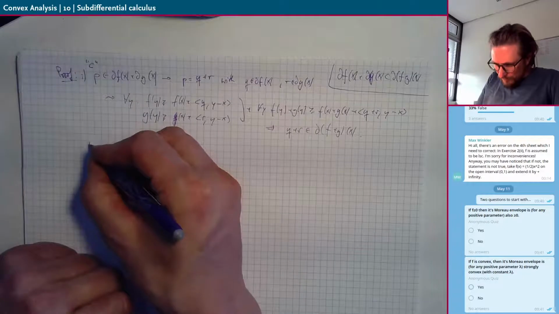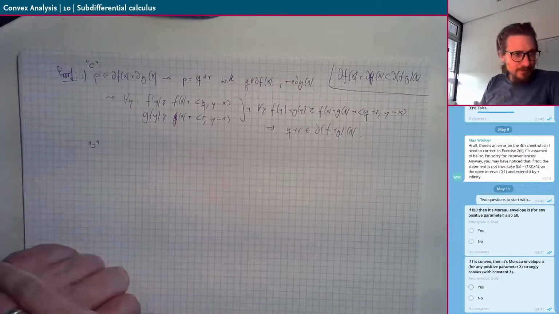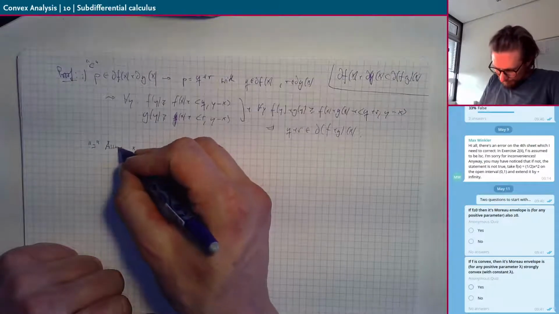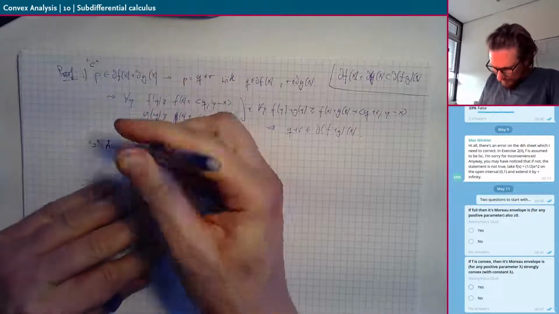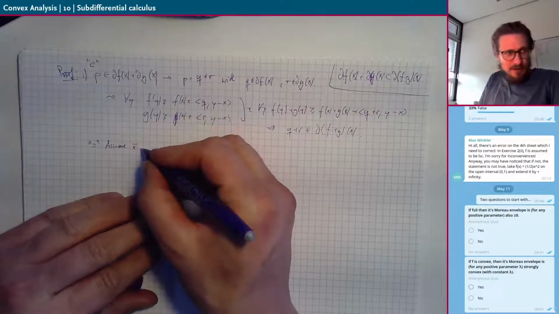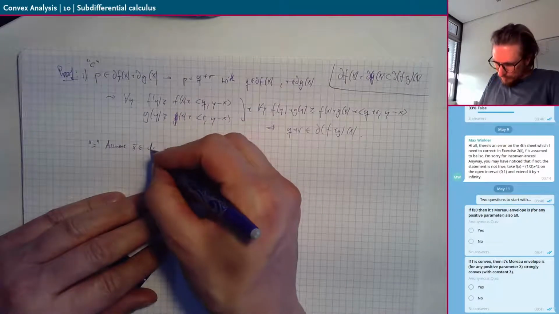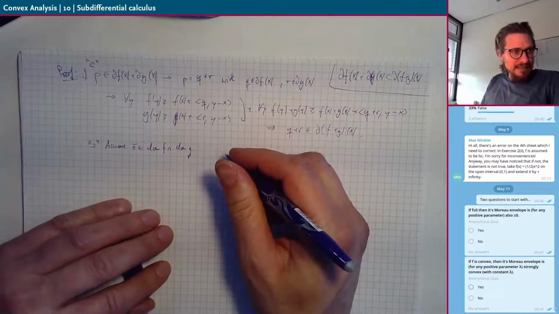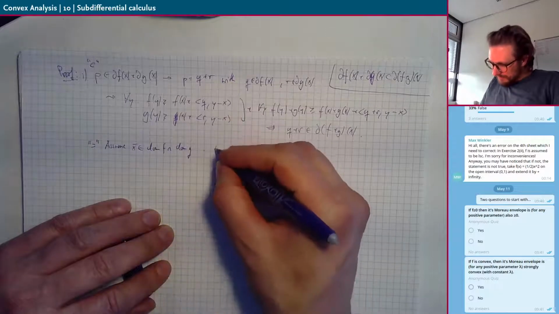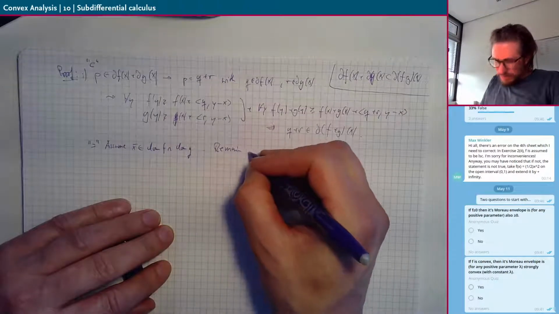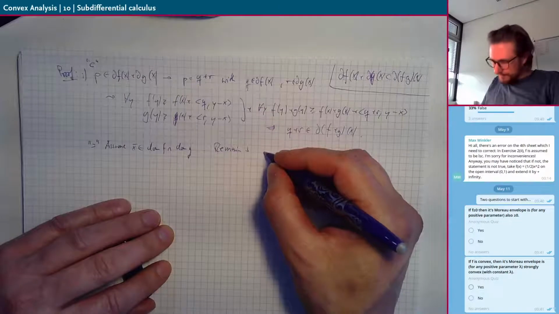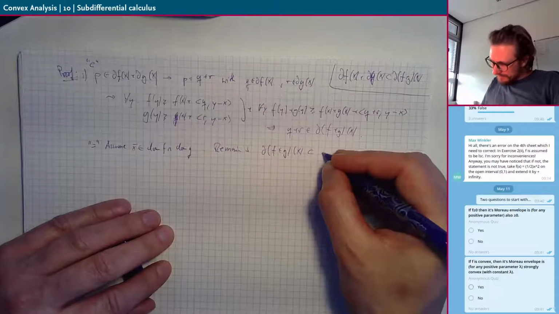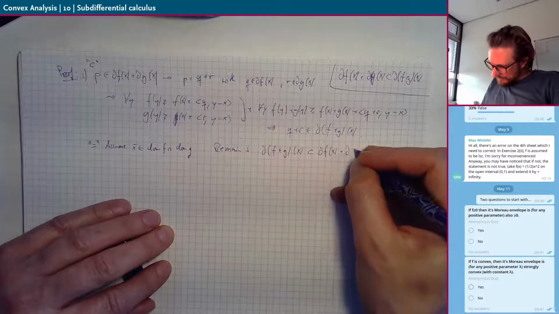Okay, so what now for equality? We assume that there's this x bar, which is in both domains. We know the inclusion always holds. It remains to show that the subgradient of the sum at some x is contained in the sum of the subgradients.